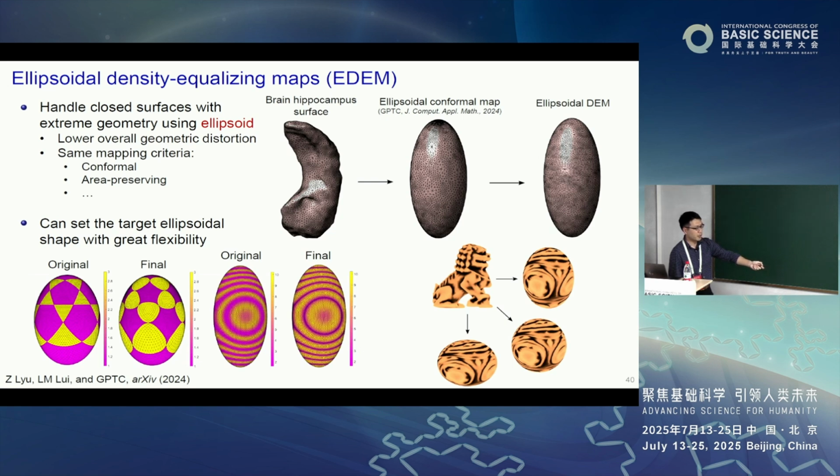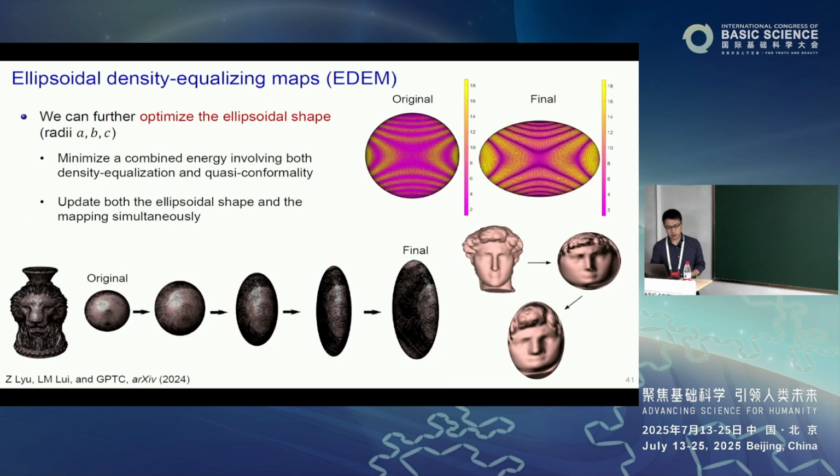You can use a more spherical one, you can use a more elongated one. And then one natural question would be how can we determine the most natural ellipsoid to use? It turns out that we can also further optimize the ellipsoidal shape by considering a combined energy that combines the density equalization and quasi-conformality. So by considering this combined approach, we can optimize A, B, C throughout the iterative process. Throughout the iterations, we will also be adjusting A, B, C to reduce the density error and also the quasi-conformal error.